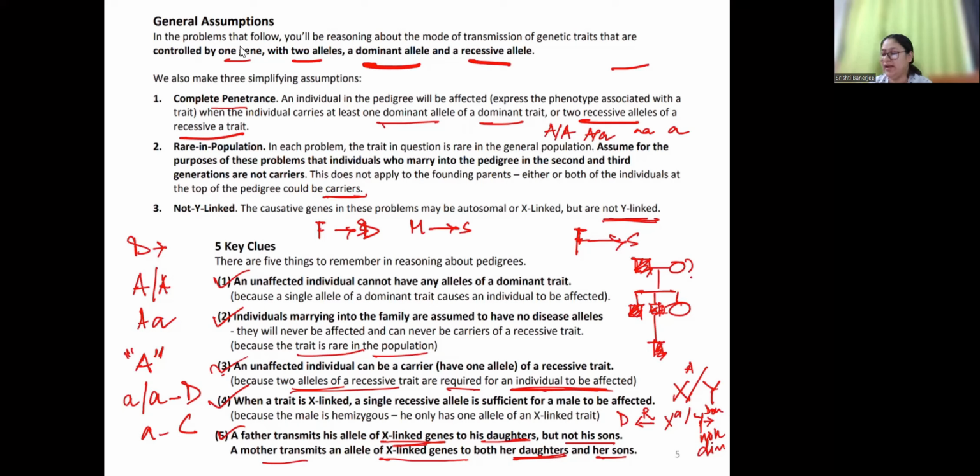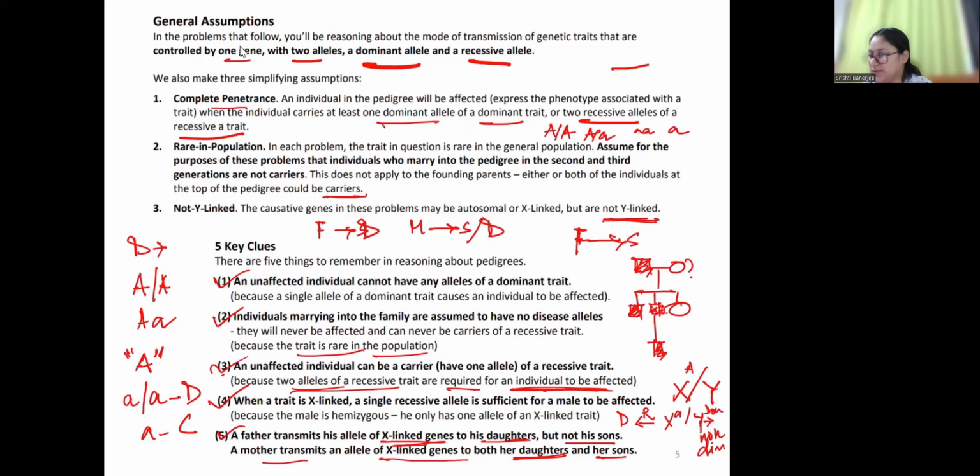So keep this in mind. A father will transmit his X allele to his daughter, but never to his son. A mother will transmit the X-linked disease to both daughters and sons, but the probability of the disease going to the daughter or the son is different here.